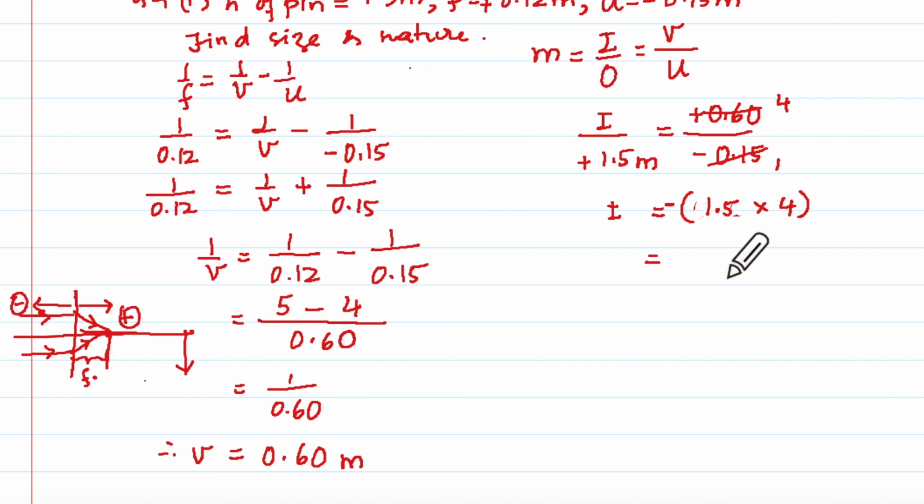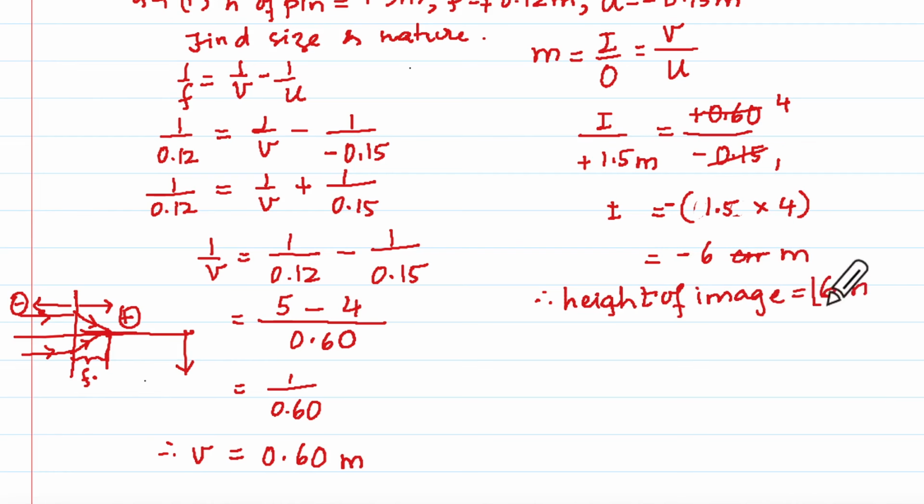Correct? 15 fours are 60, so it will be minus 6 centimeter, yes? No, meter. Have they given meter? Meter. Okay, so now, therefore, height of image will be equal to 6 meter. Why did I not write minus? Because it's inverted, that's why. But height will be 6 meter.